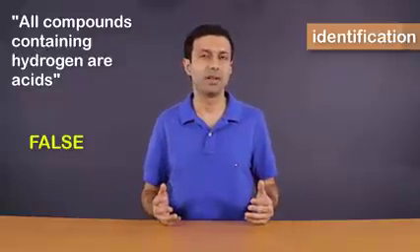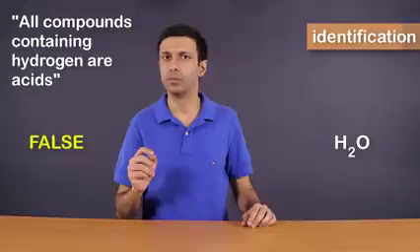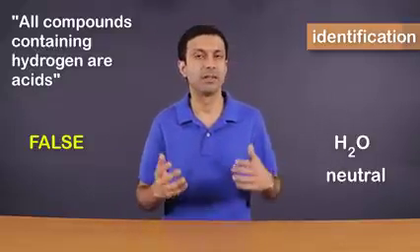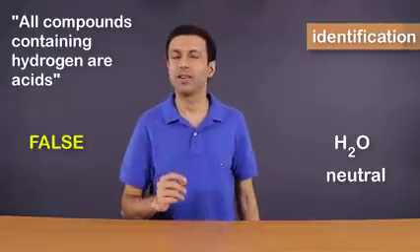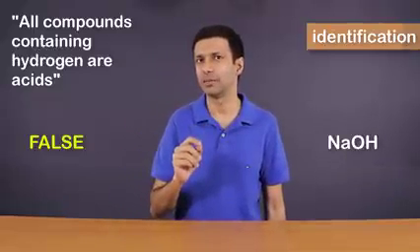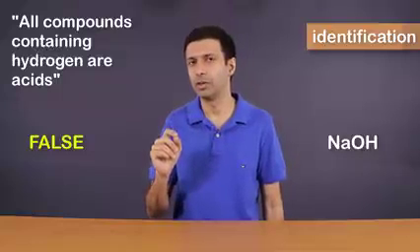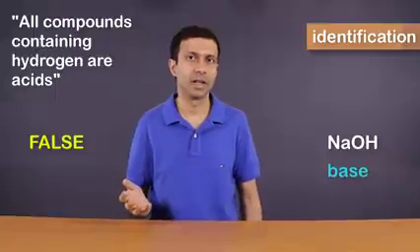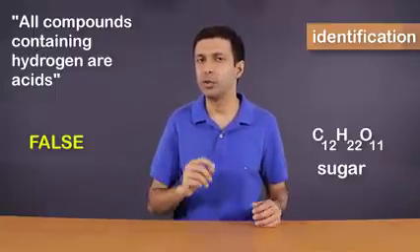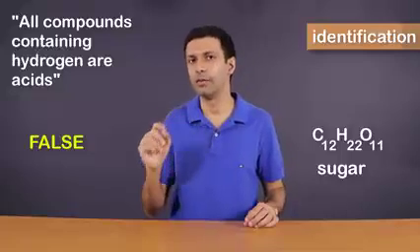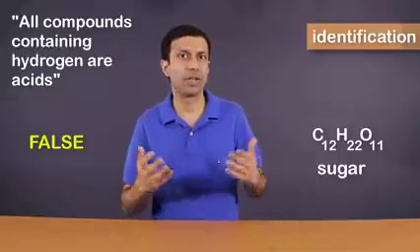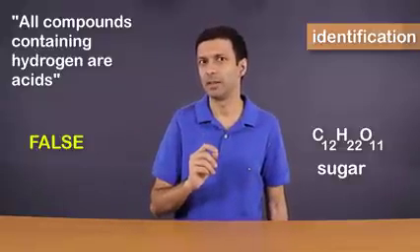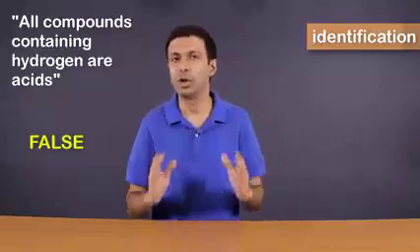The simplest example is water, H2O. It's neither acidic nor basic. Water is neutral. Another example is sodium hydroxide, NaOH. It contains hydrogen, but it's a base. And the sugar that we eat, C12H22O11. Sugar doesn't show the properties of an acid. It doesn't have a sour taste. It's sweet. So containing hydrogen is not enough.